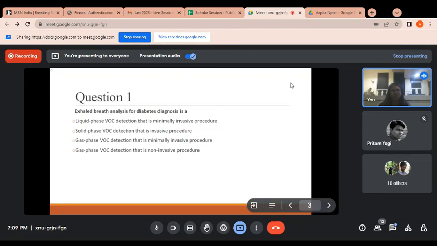Preetham, can you explain why option D is the right answer? Because in this we are not taking any material from the body, we are just detecting the gaseous phase of the material that we want to measure. Yes, you are right. Very good. So we are moving towards question number 2.